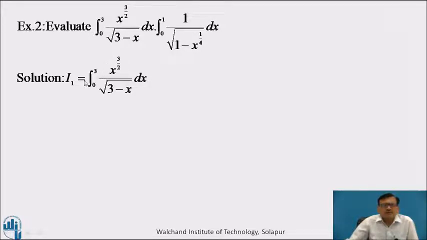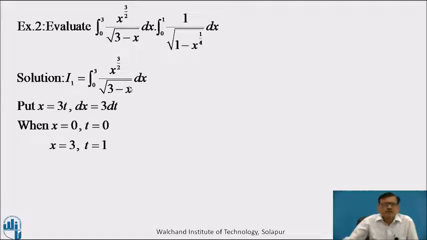product. First we will take I1 equal to integration from 0 to 3 x raised to 3 by 2 divided by square root of 3 minus x dx. And to express this integral in terms of beta function, the suitable substitution is x equal to 3t, then we get dx equal to 3 dt, and accordingly we will change the limit. When x is equal to 0, we get t equal to 0, and when x is equal to 3, we get t equal to 1.